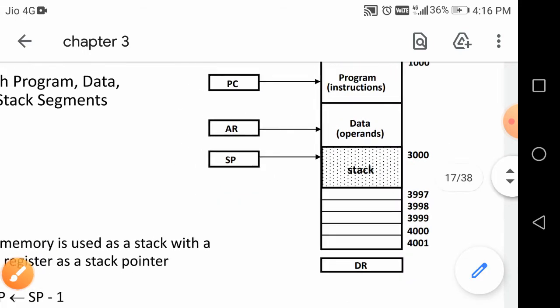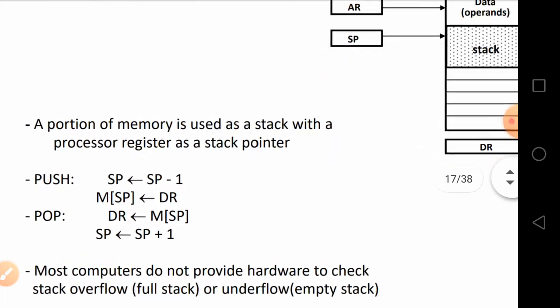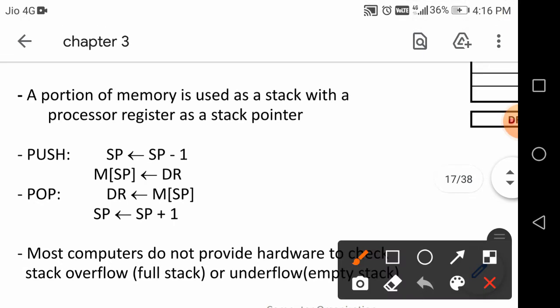And if you want to see the steps in the push and pop operation here, first the stack pointer is decremented by one. After that, you are saving the DR value into the stack pointer location in the push operation. In the pop operation, the value at the stack pointer will be moved into the DR register. After that, the stack pointer is incremented by one.